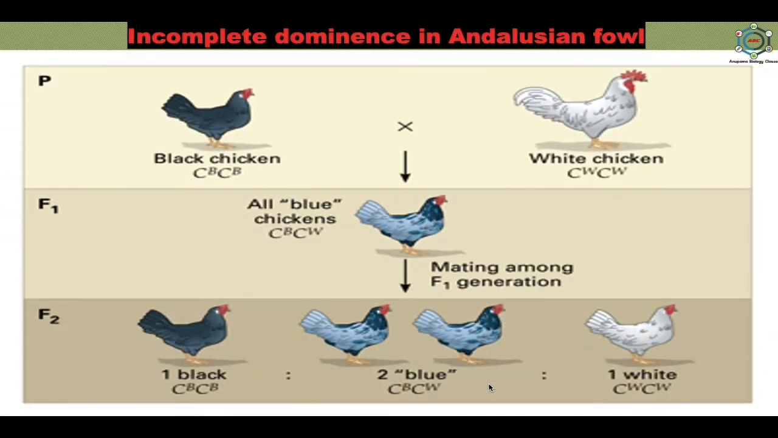Now, incomplete dominance in the case of the Andalusian fowl. In this case, there are three varieties: white, black and blue. A cross between black and white chicken forms blue chicken in the F1 generation. But in F2, the 1:2:1 combination forms, that is 1 black, 2 blue and 1 white. So, the genes for black and splashed white color do not mix in the F1 hybrid and segregate in the F2 generation, and here there is no specific gene for the blue color of the fowl.